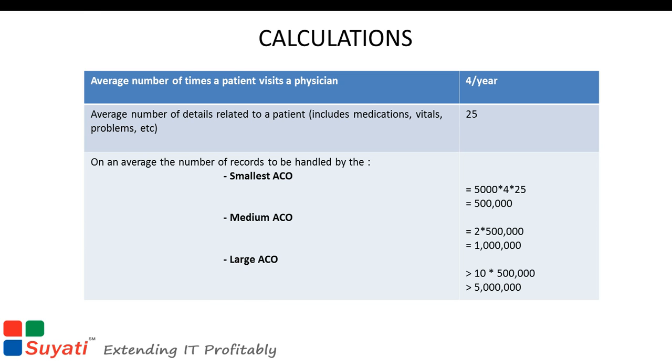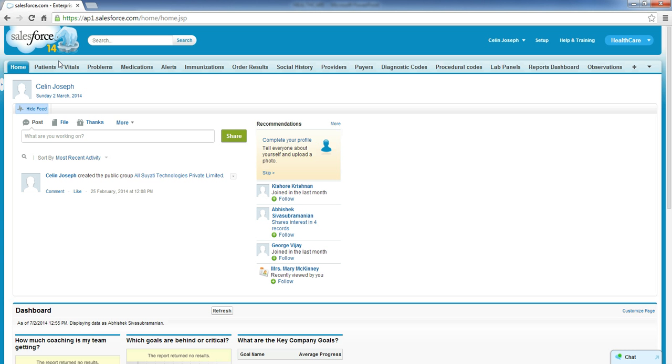In our healthcare app, our key entity is the patient, and we have other entities related to the patient like medications, vitals, problems, order results, providers, payers, etc. A patient can have multiple vitals depending on the number of times the patient visits the physician. Similarly, a patient can have multiple problems, medications, lab results, even providers or physicians.